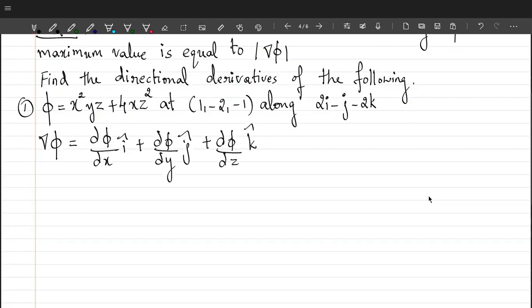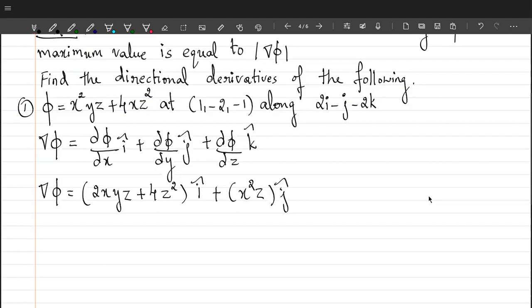So let's find that. What is del phi here? If you differentiate phi with respect to x, I think you get 2xyz plus, from this, 4z square multiplied with i cap. Dou phi by dou y should be x square z, plus in the next term I don't have any term of y, so I can stop here, into j cap.